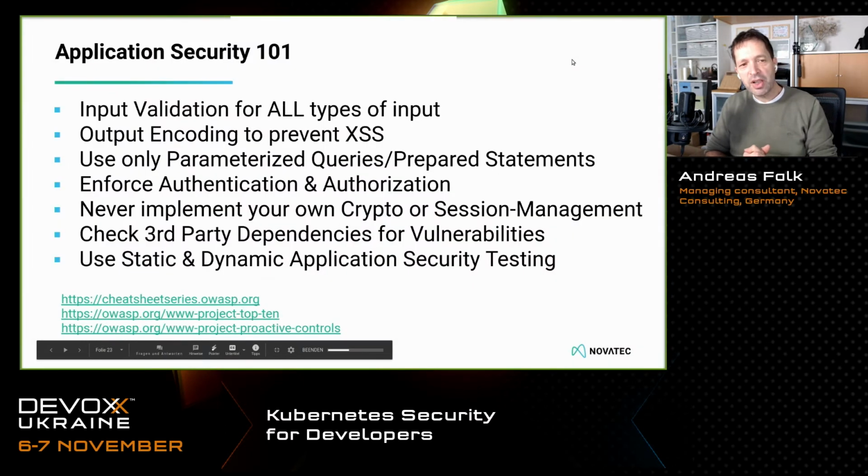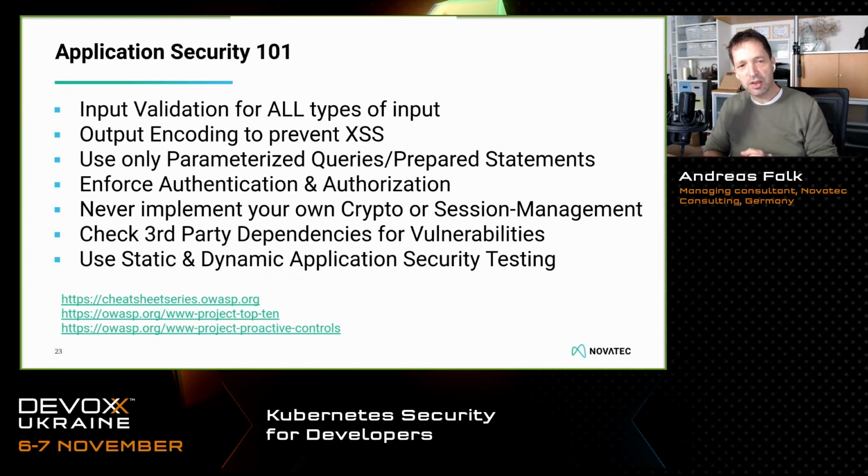As a summary for application security level, always do input validation for all types of input. Also use output encoding, as we have seen, to prevent XSS attacks. Always use parameterized queries and prepared statements for accessing data with databases, and enforce authentication and authorization for all parts. Also, never implement your own cryptography or session management. Use frameworks for that. Use well-known cryptography algorithms and implementations.